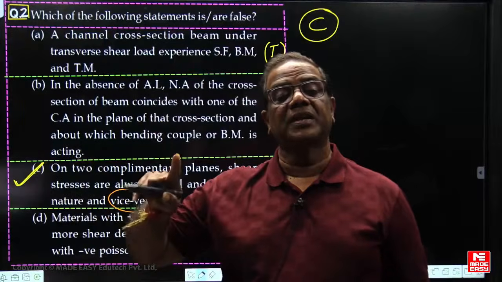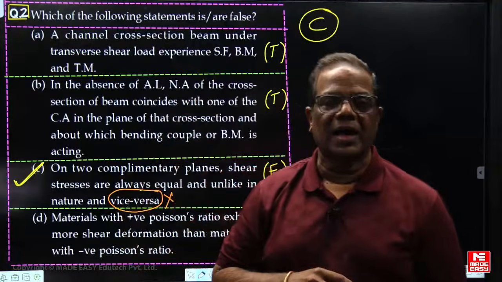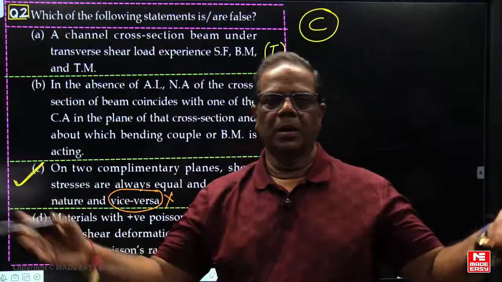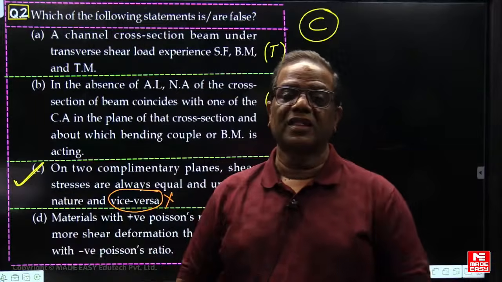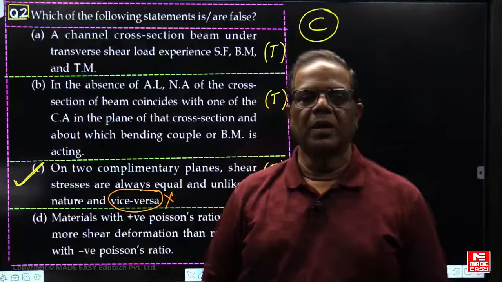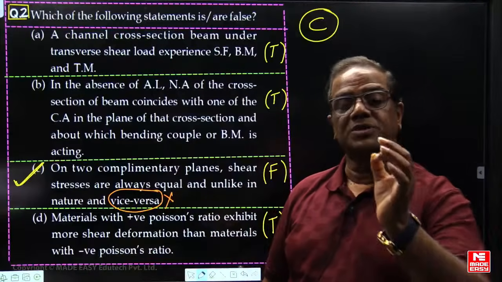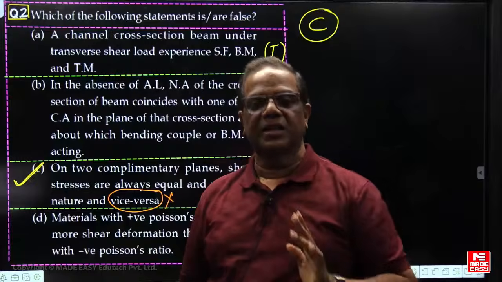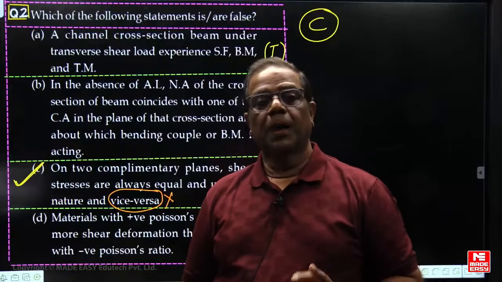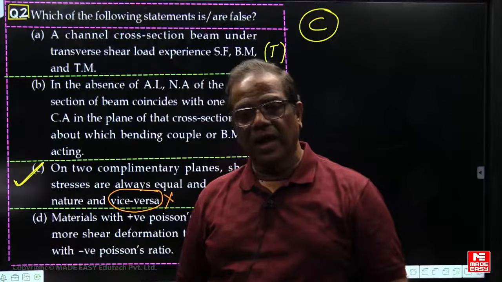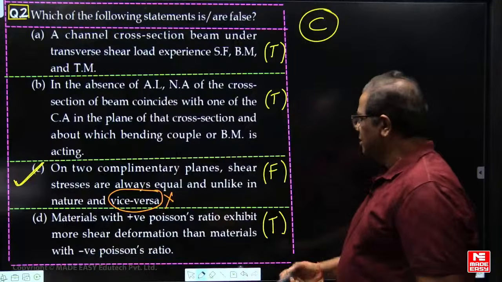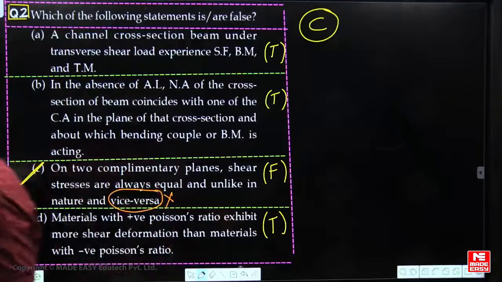Therefore a material with negative Poisson's ratio is called what? A dilatation material. They exhibit more change in volume. So whenever you want more change in volume, we should select a material with negative Poisson's ratio. If you want more shear deformation, you should select a material with positive Poisson's ratio. So this is the answer for this question.